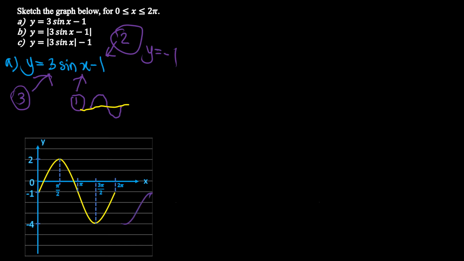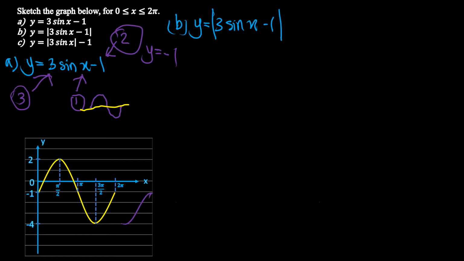Then now we move to the second equation, which is y equals modulus of 3 sine x minus 1. So we take the modulus of the whole equation. For your question B, you have the equation y equals 3 sine x minus 1 and you take the modulus of the whole equation. So what does that mean? This means you don't have any negative y value for this graph.